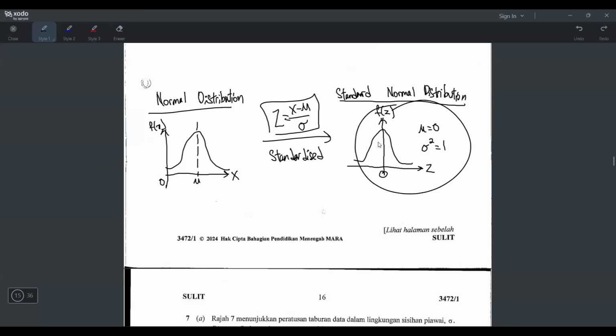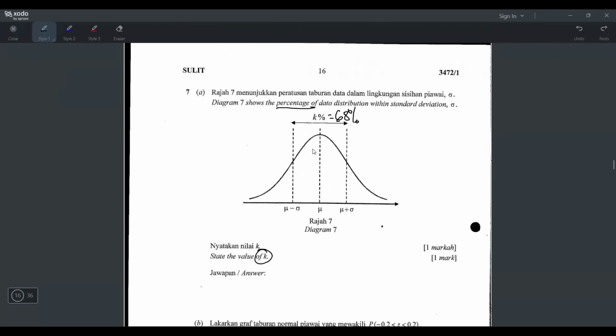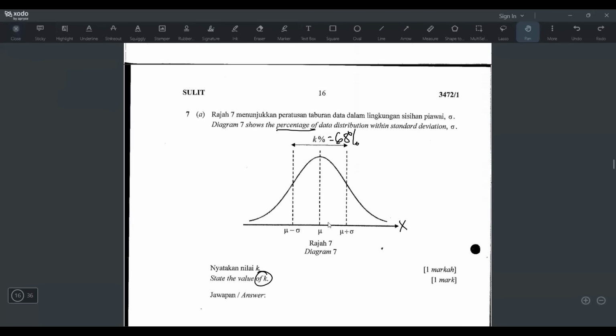And when it's already standardized, the mean is 0, variance is 1, but the standard deviation is also 1. Okay, now I want you to take note here. You realize that this graph, they actually never give us the vertical axis, right? So we can assume that this is an x value. It means we assume that this one we still haven't standardized yet, right? Okay, but actually I already told you the answer, right? It's 68%. So I just want to explain to you why it's 68.